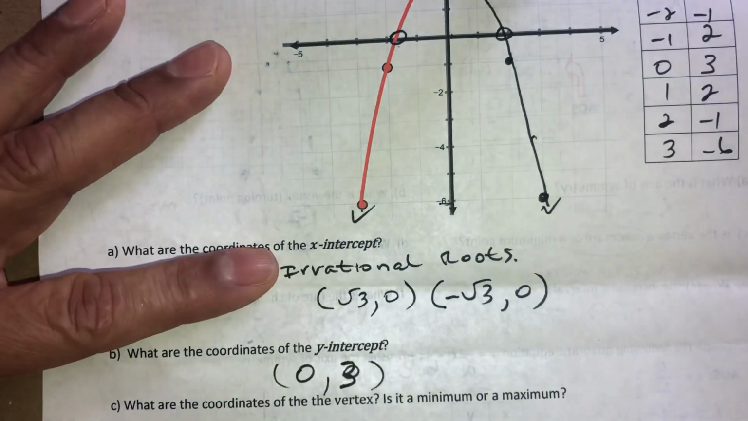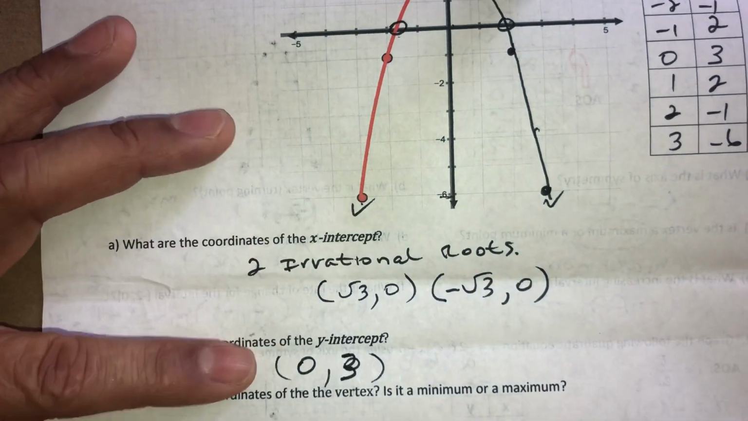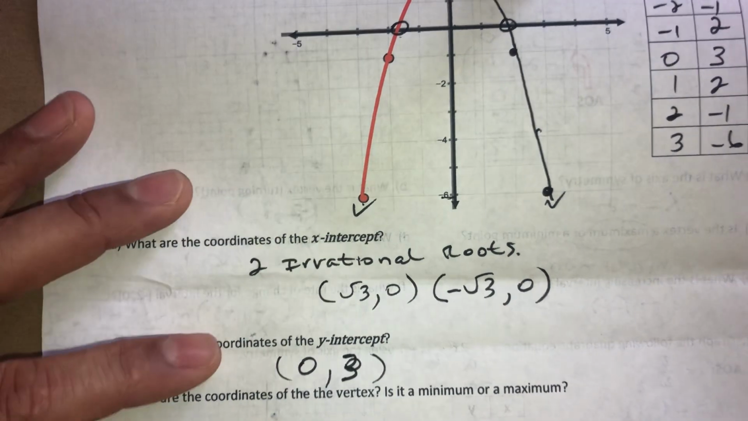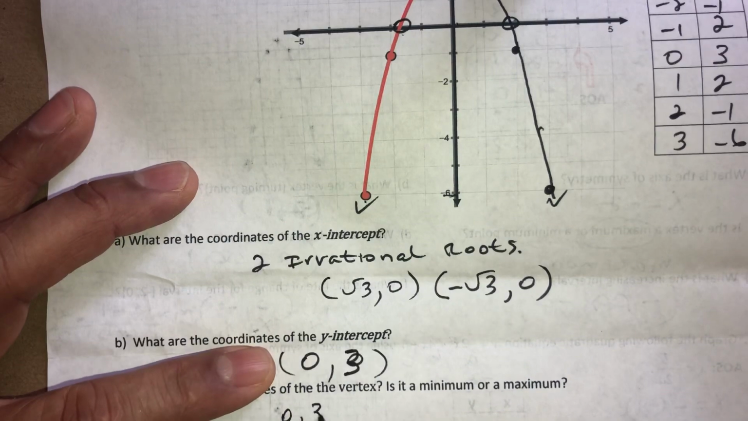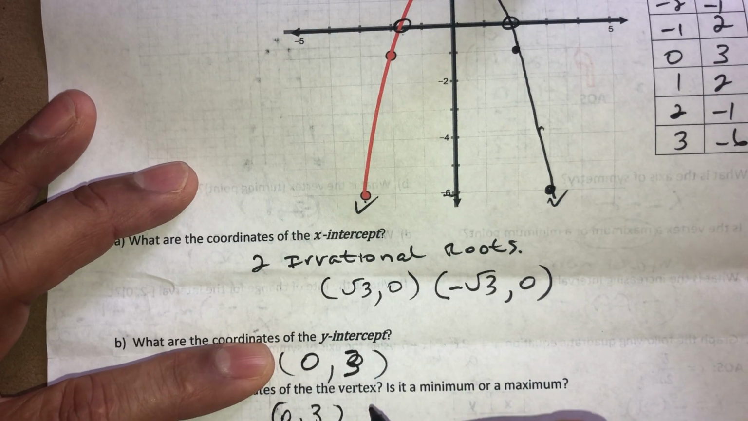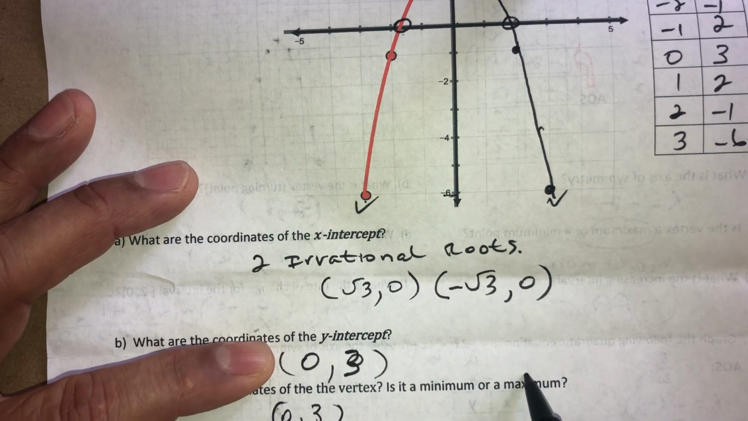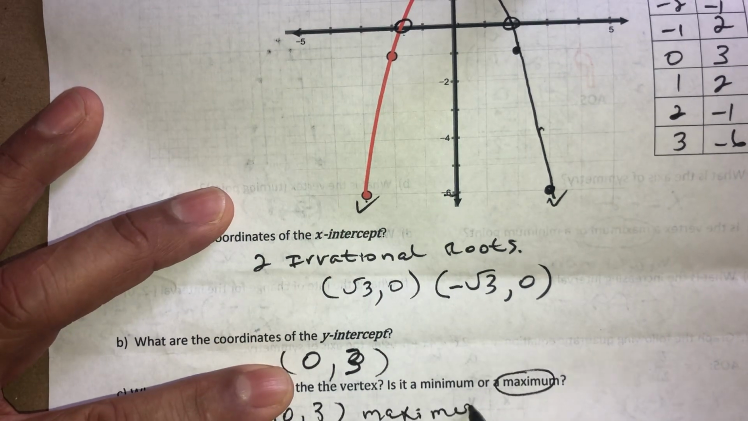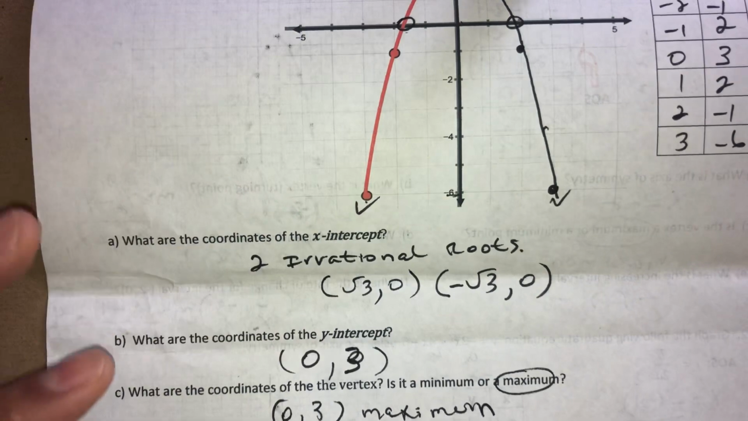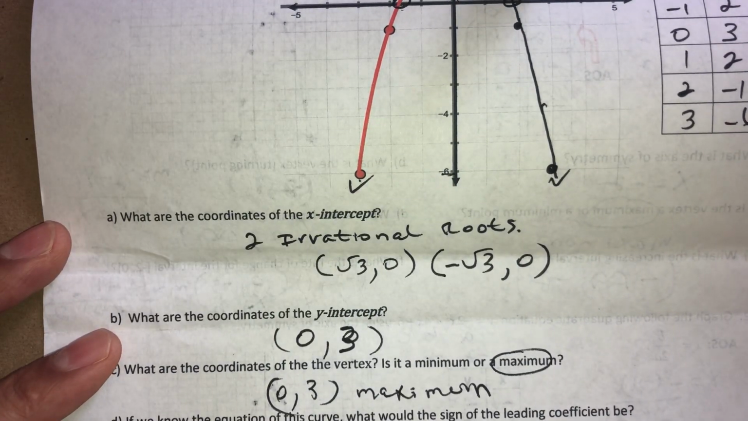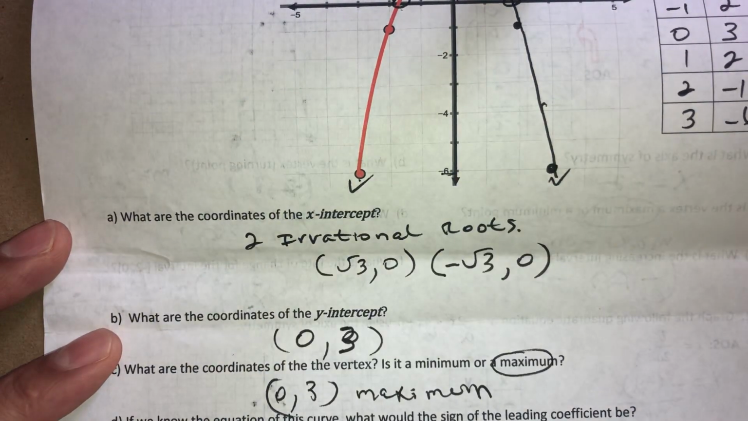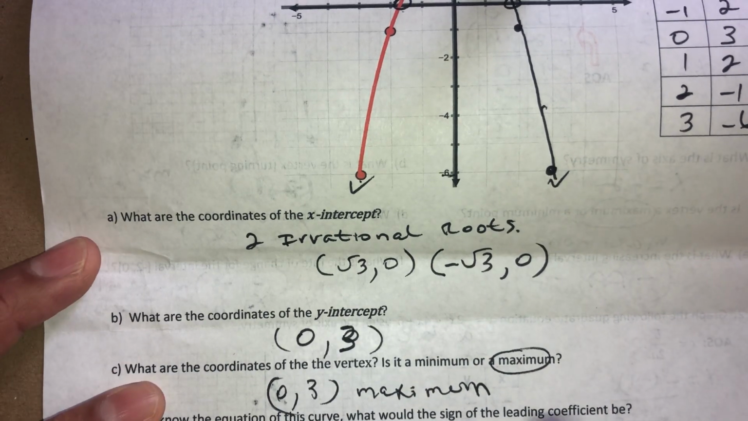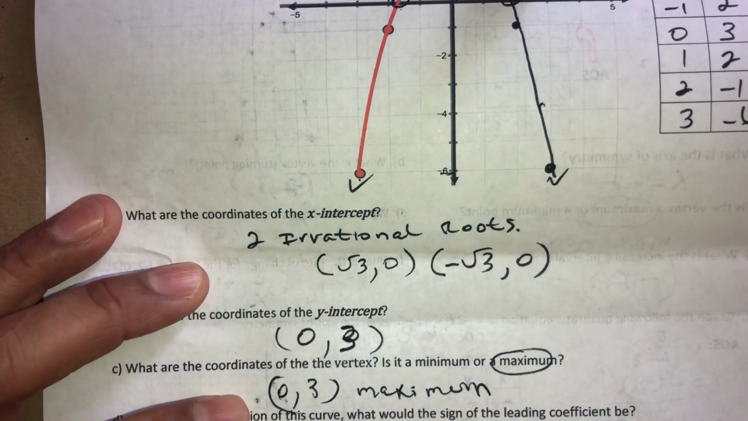What are the coordinates of the vertex? So the coordinates of the vertex are the same one. It's going to be 0, 3. And it is a maximum, because it's a happy face. I'm sorry, sad face. If we know the equation for this curve, because I don't have the equation there, right, guys? What will be the sign of the leading coefficient? B. So it will be negative.